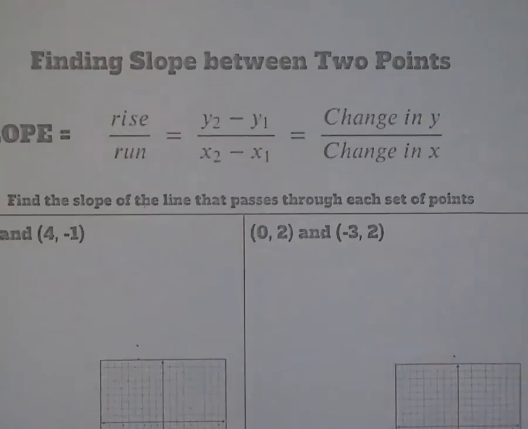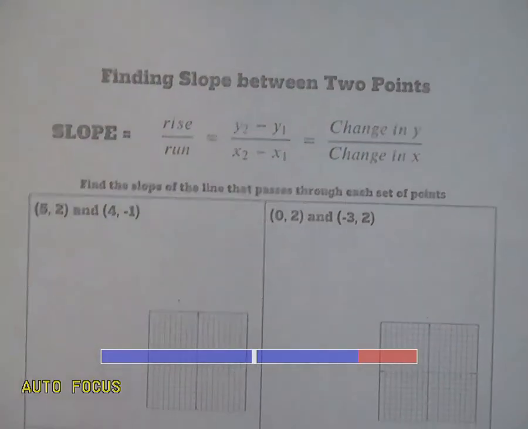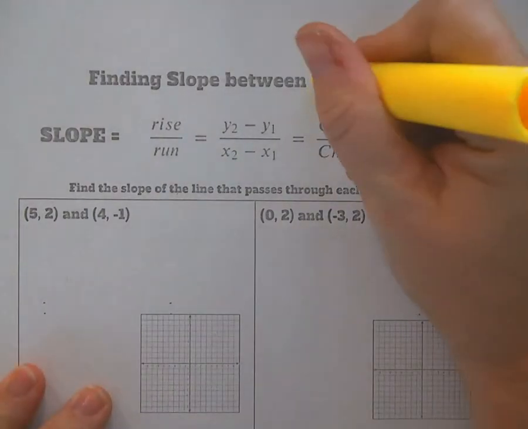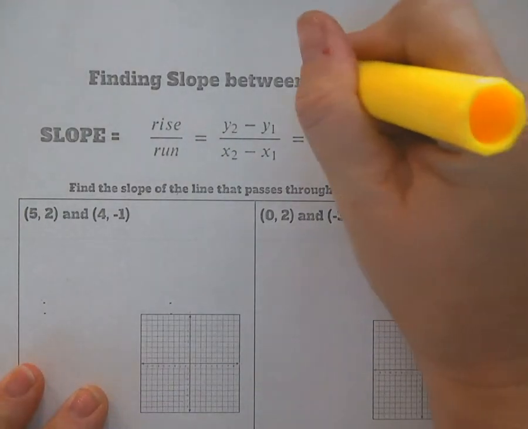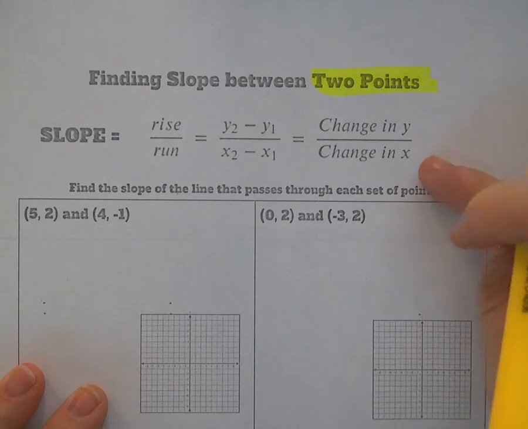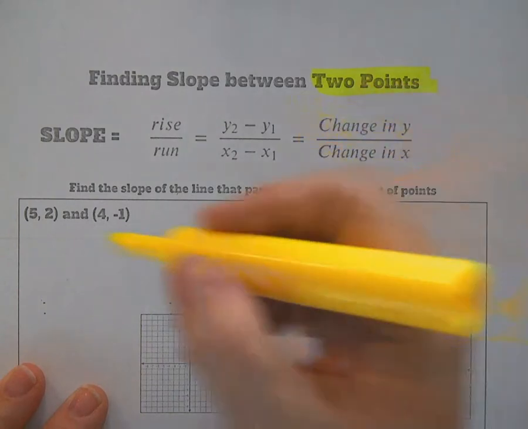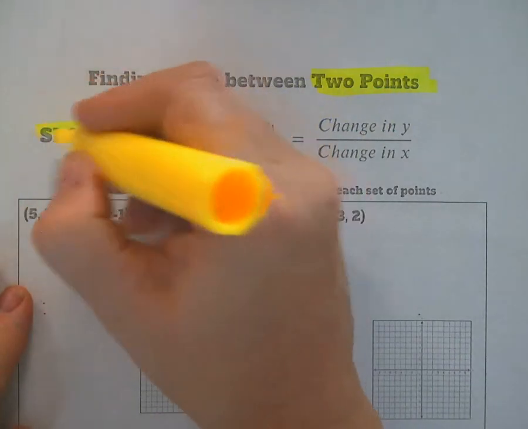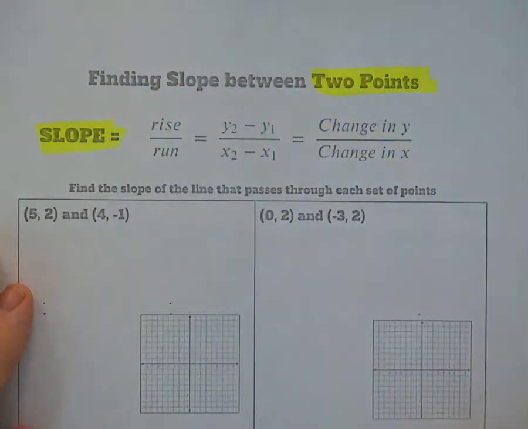Okay, so now we're going to talk about how you can find the slope if you are given two ordered pairs, not a graph. If you're given points on a graph, it's really easy to count. But if you are just given two ordered pairs, how are we going to do that? So let's review our definition of slope.